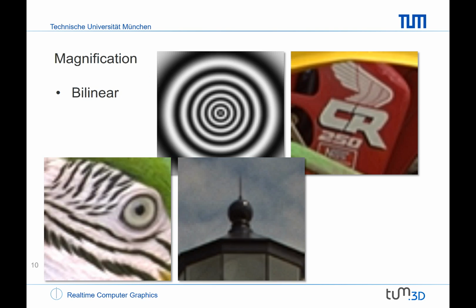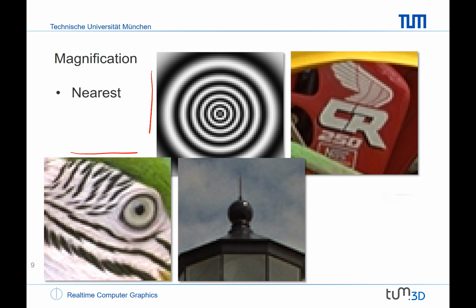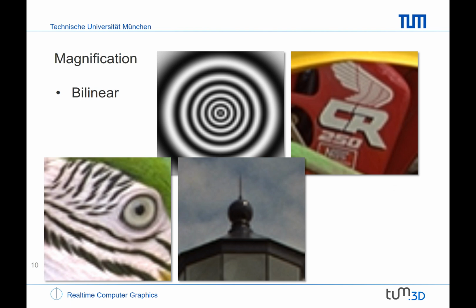Now we see, in contrast to this, the bilinear interpolation. Now let me go forth and back. So nearest, bilinear. Nearest, bilinear. And now you see you get a much smoother impression, because in addition to the initial color values which are stored in the texture map, you also get smooth interpolations between these colors. And this then manifests in the final images as seen here.